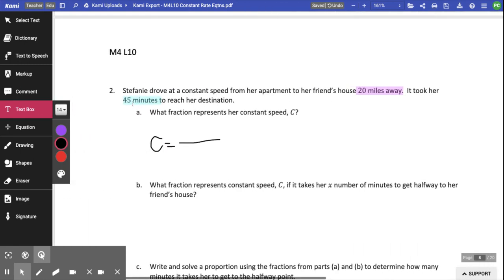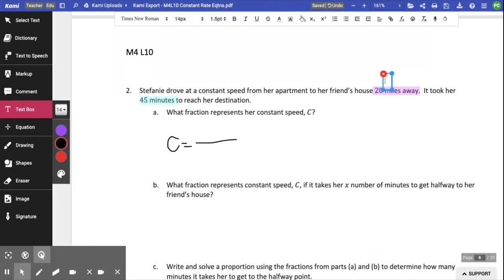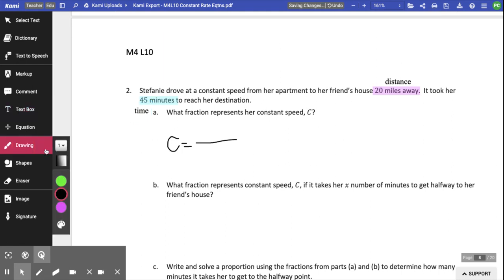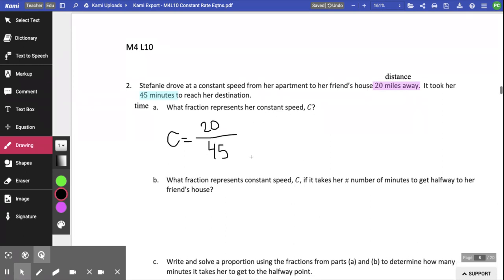Let's go back over here. Distance and time. So 20 miles away represents the distance, and the time that it takes to reach her friend's house is these 45 minutes. When we use these numbers in our fraction, distance is always the top number. So I'm going to put 20 because that represents the 20 miles away, and the 45 is the minutes, or the time, that it takes her to get to her friend's house. So when they ask us what fraction represents her constant speed, that's it.